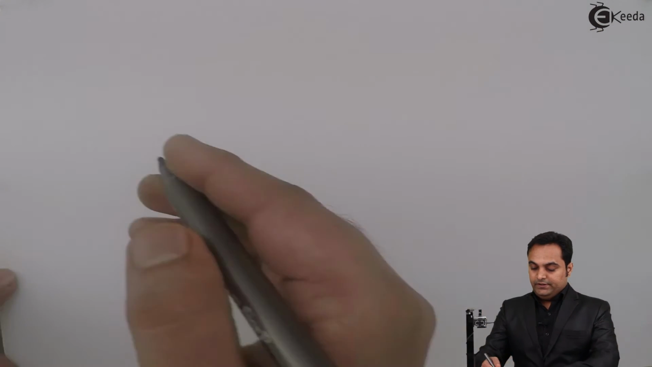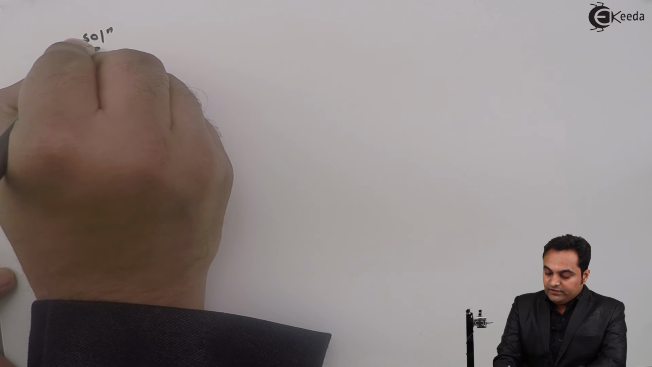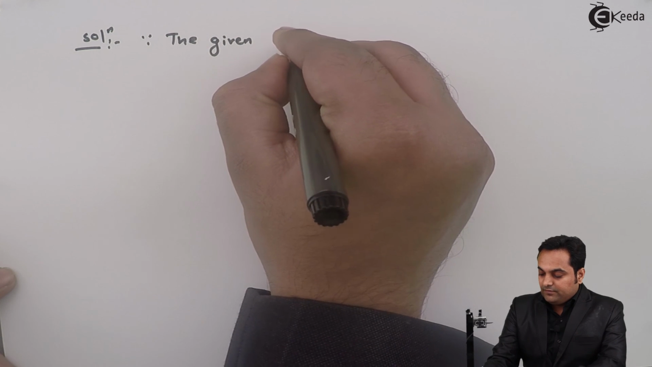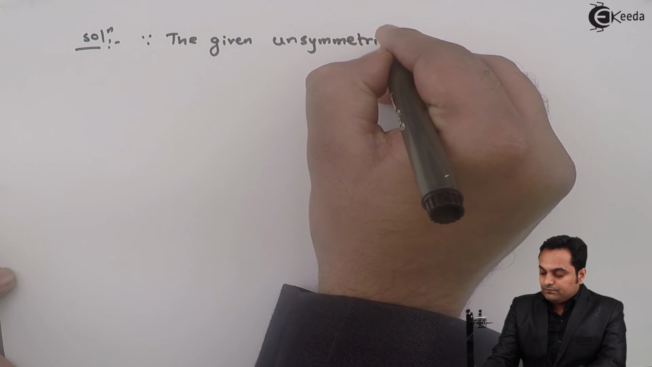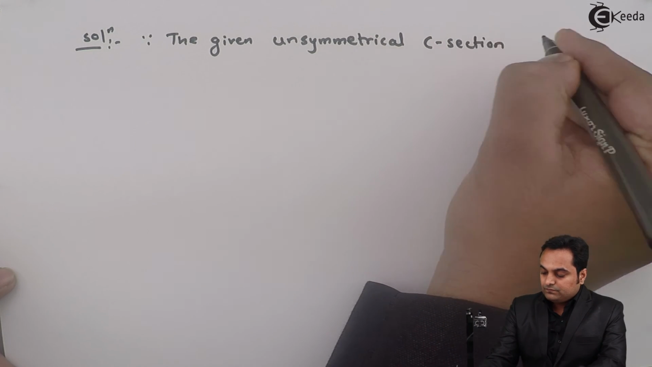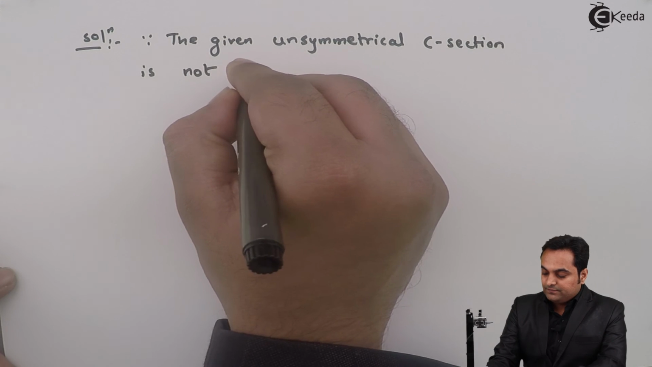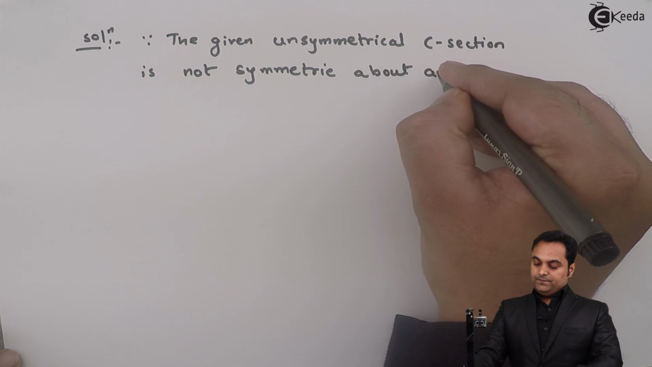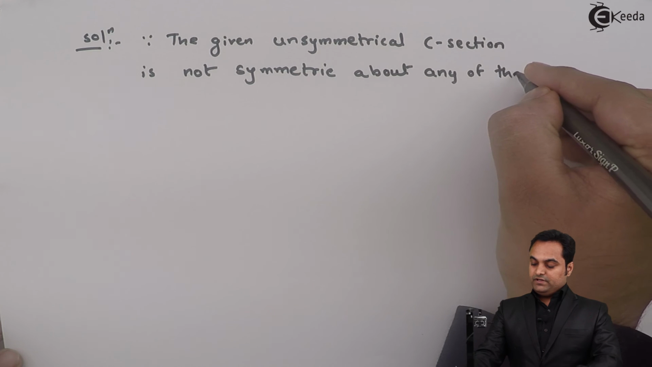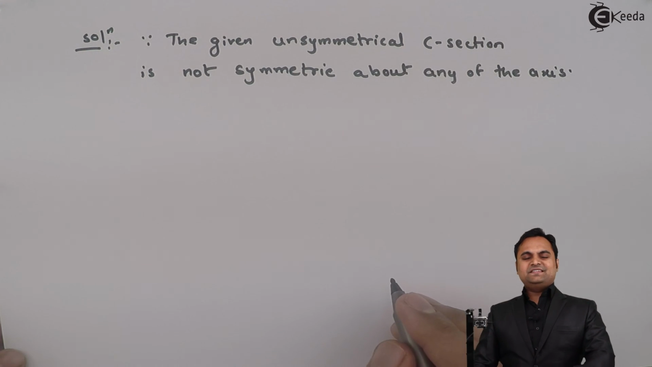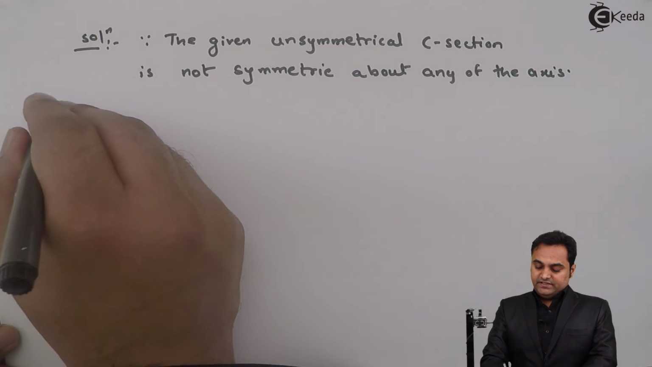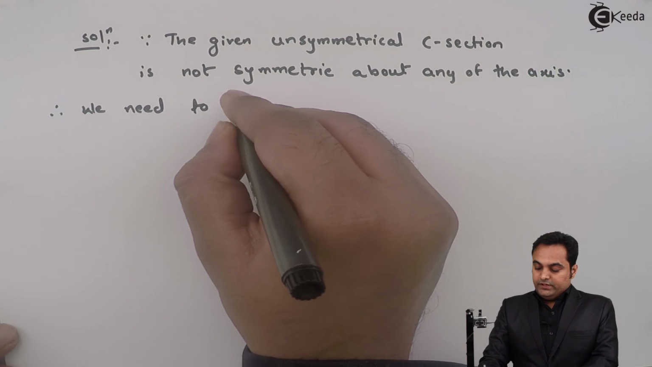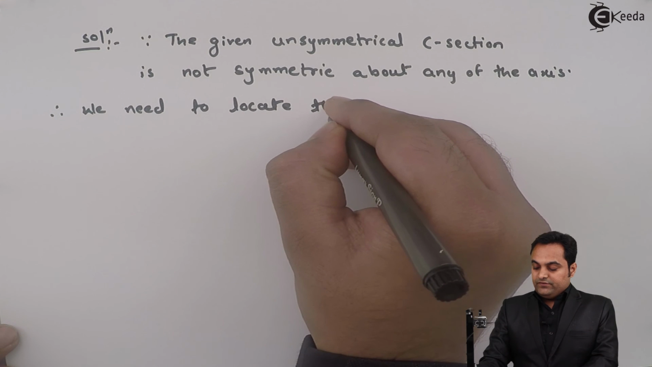Next, in the solution part, we can say that since the given unsymmetrical C section is not symmetric about any of the axis, that is neither x nor y, therefore we need to locate the centroid.